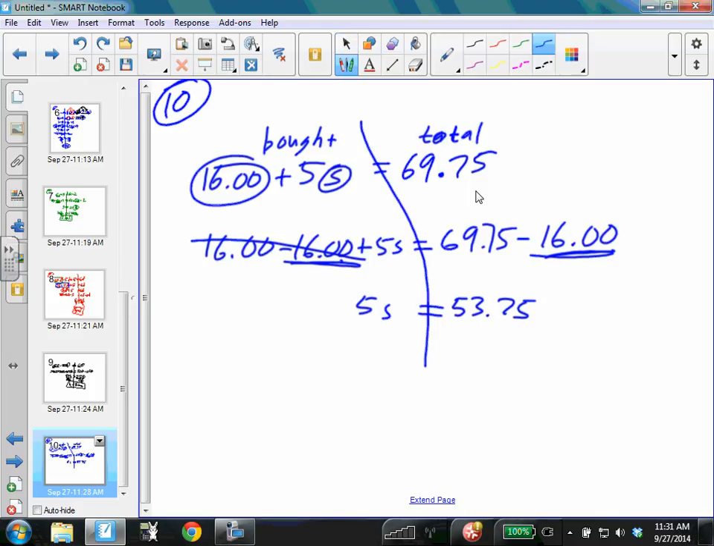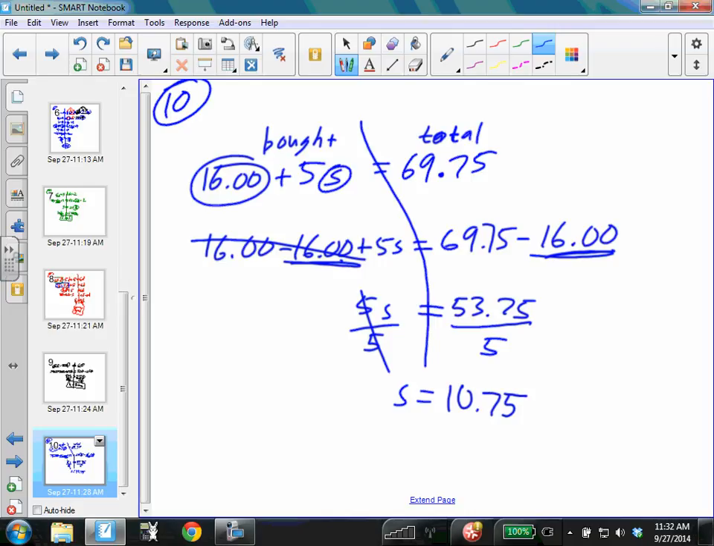And now our next step in trying to get s by itself is to divide by 5 on both sides of the equal sign. So this means that s is equal to, and now I'm going to take that 53.75 in my calculator, and I'm going to divide it by 5, and it tells me 10.75 is the correct answer. Okay, so the shrubs cost $10.75.